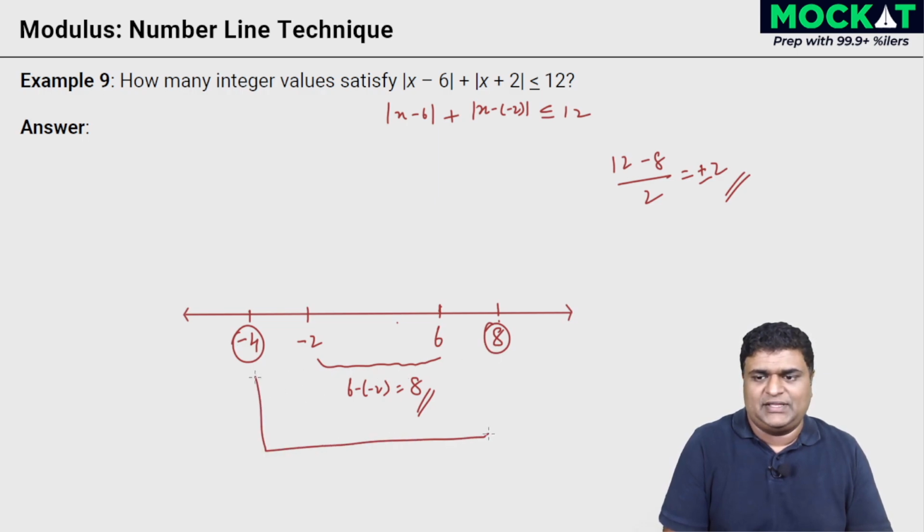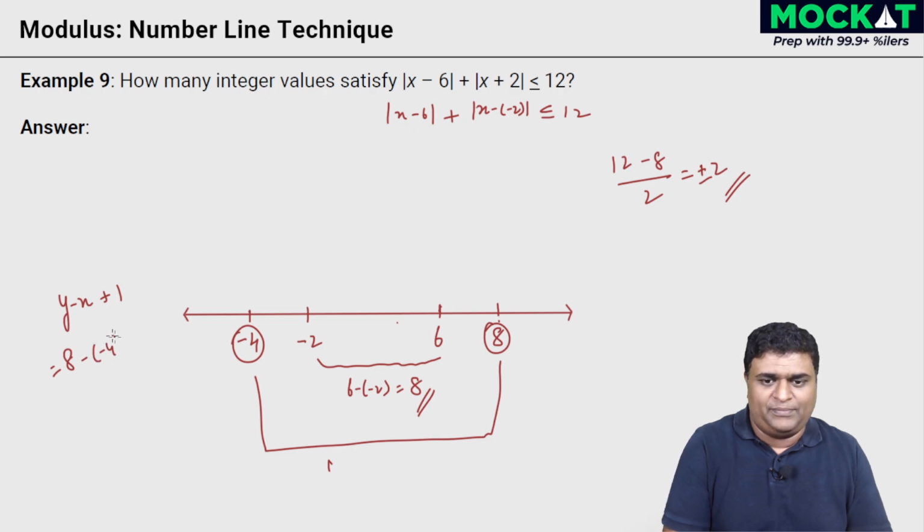So how many integers are there from minus 4 to 8, both included? I've told you a formula. It's a simple formula, y minus x plus 1, if y is the larger value, x is the smaller value. What's that going to be? 8 minus of minus 4 plus 1, if both are included. If both are excluded, it's a minus 1. If one included, one excluded, it is simply y minus x. It's covered in the number theory lesson. Okay, back to this. 8 plus 4, that's 12. 12 plus 1 is 13. 13 is the answer over here because we're speaking about only integer values.